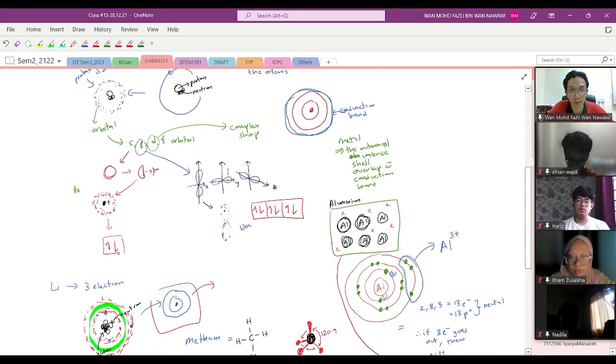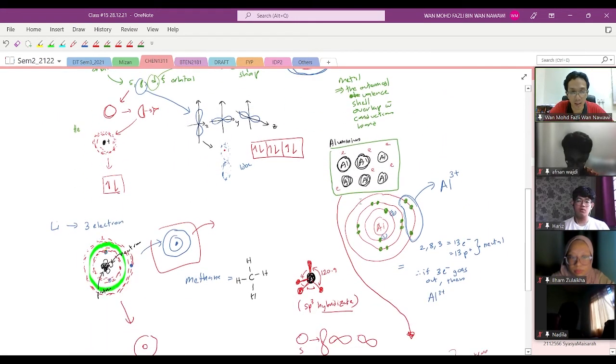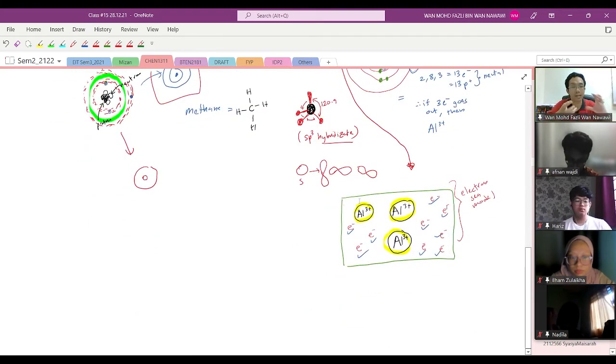So that's a little bit about the metal, how the bonding inside the metal is like this. There is no ionic bonding. There is no covalent bonding. It's just like a sea of electrons.